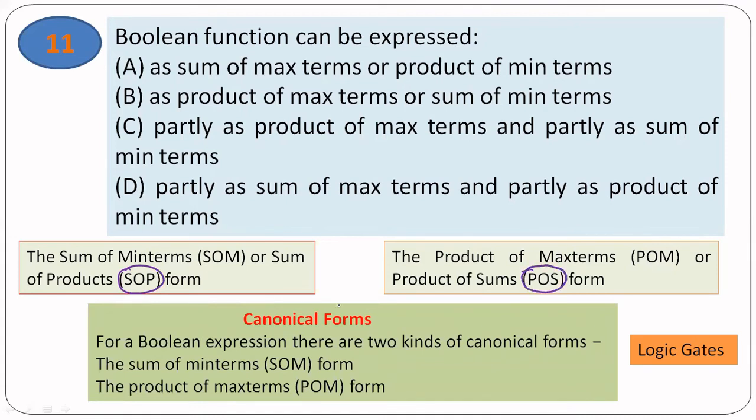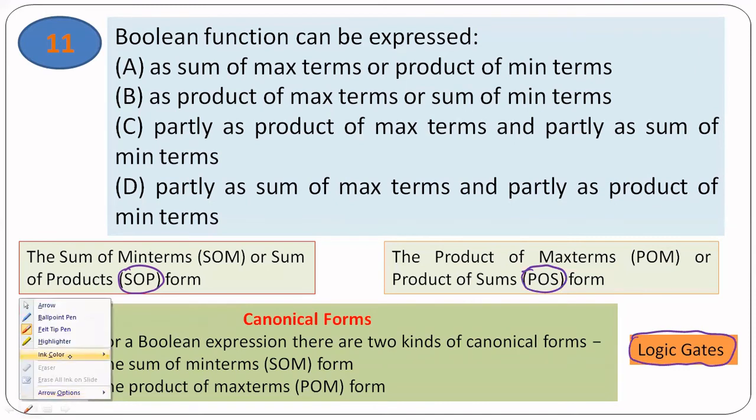Apart from this, a Boolean function can be represented in the form of logic gates also. Boolean functions can also be represented in the form of logic gates, that is logic AND, logic OR, XOR, NOR, and so on. Now we know the ways a Boolean function can be represented.